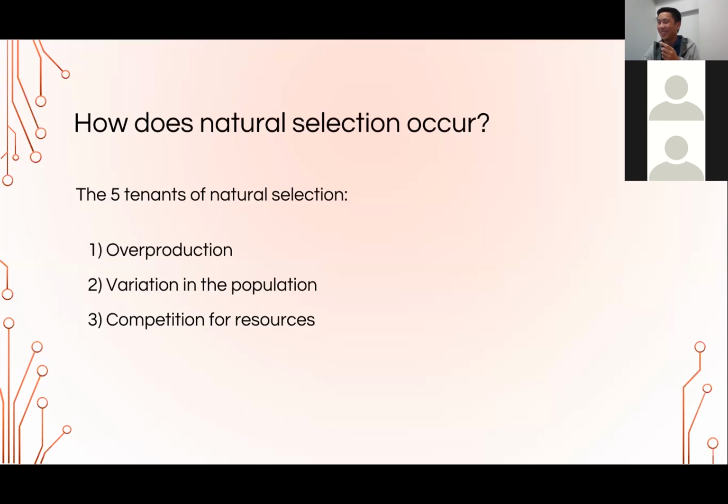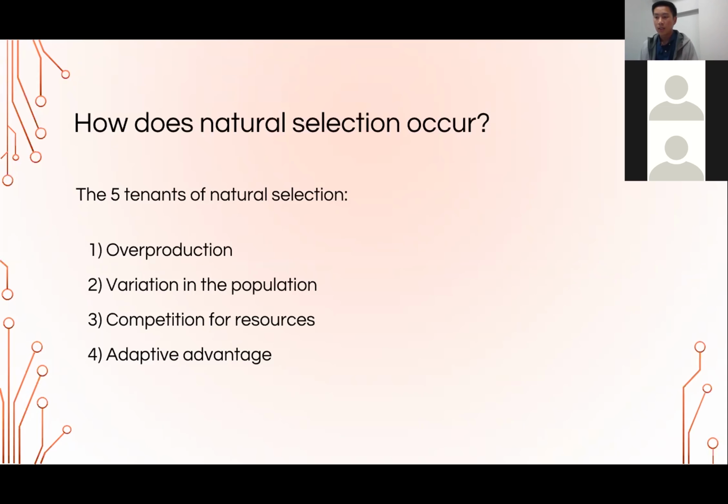Yes. Out of the overproduction. So when you overproduce, you have a lot of offspring. Not all of them are going to be fit for the environment. So the ones who aren't fit enough, they're going to die. And then the ones who are fit, they're going to win in the competition for resources, and then they're going to go on. Yep.